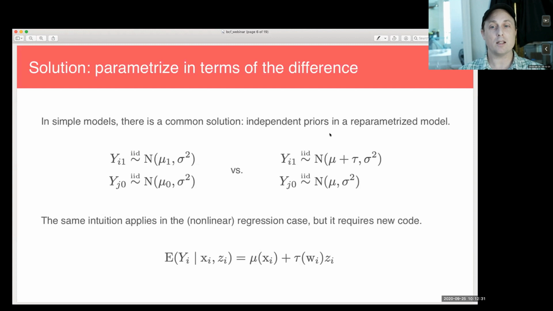So we're going to apply the same intuition to the nonlinear regression case and use the representation at the bottom, which I mentioned before. But if you do that, you have to write new code because that parameterization is not the standard one. By the way, you might notice that I'm not using the same X in tau and mu. That's because when you write it down this way, you might want to specify different variables as effect moderators in the vector W.